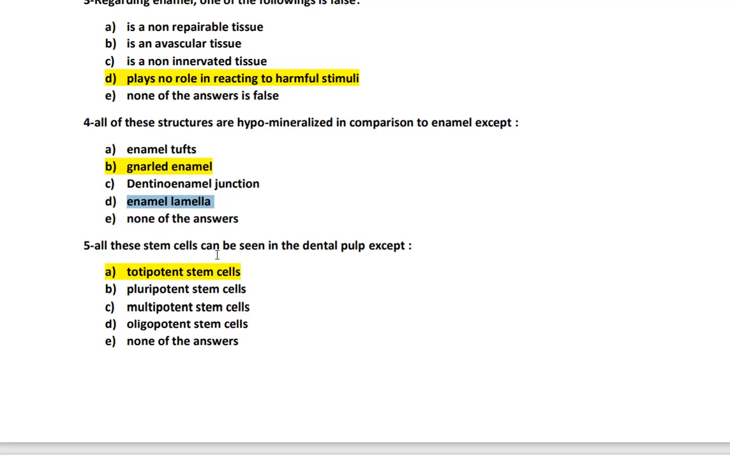All of these stem cells can be seen in the dental pulp except. هلا this is more embryology related، بس let's say إنه أجا هذا يعني في الامتحان هو التوتي potent stem cells. ليش؟ لأنه التوتي potent stem cells بتقدر تكون لي الإنسان كامل. هلا أنا بدي stem cells في الإنامل، بس هدول stem cells when they differentiate في dental pulp عفوا they will differentiate to dental pulp stem cells.